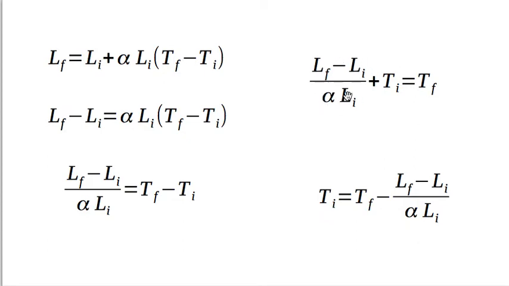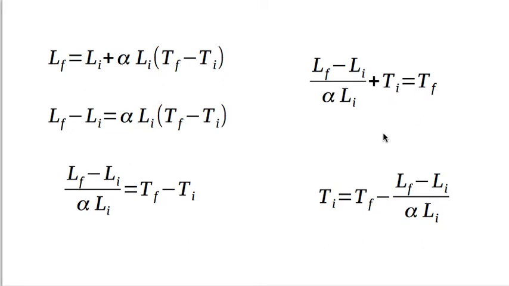So this part of the equation represents the change of the temperature. So if they ever ask you for the change of the temperature, this is the equation. This little part, LF minus Li over alpha times Li, that's what you're looking for to get the change of the temperature. That's delta T. This part is delta T. So delta T plus Ti will give us Tf.